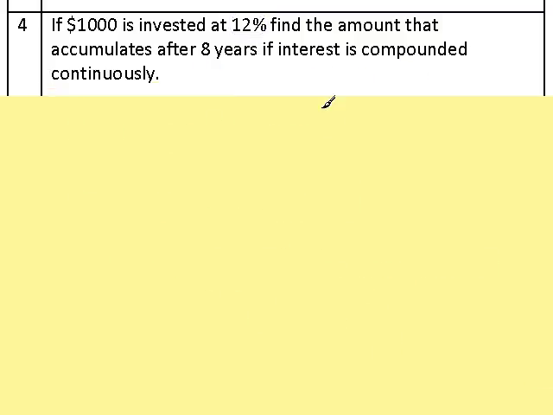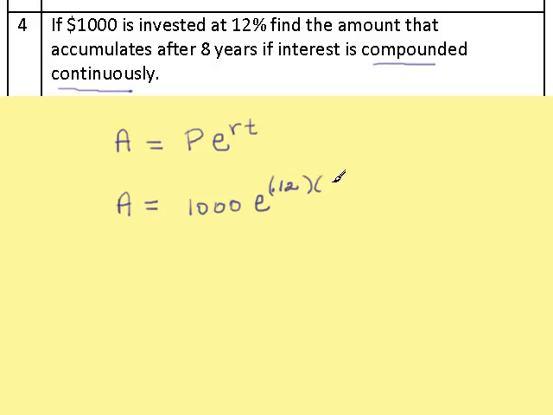In the next one, we have the same amount, $1,000 at the same rate, 12%, and invested for 8 years again. But this time the interest is compounded continuously, and we want to find the amount after 8 years. So here's our formula. For compounding continuously, we have a different formula. The amount is equal to the initial investment times e to the rt, where r is the rate. In our case, the initial investment is 1,000, the rate r in decimal is 0.12, and the number of years is 8.